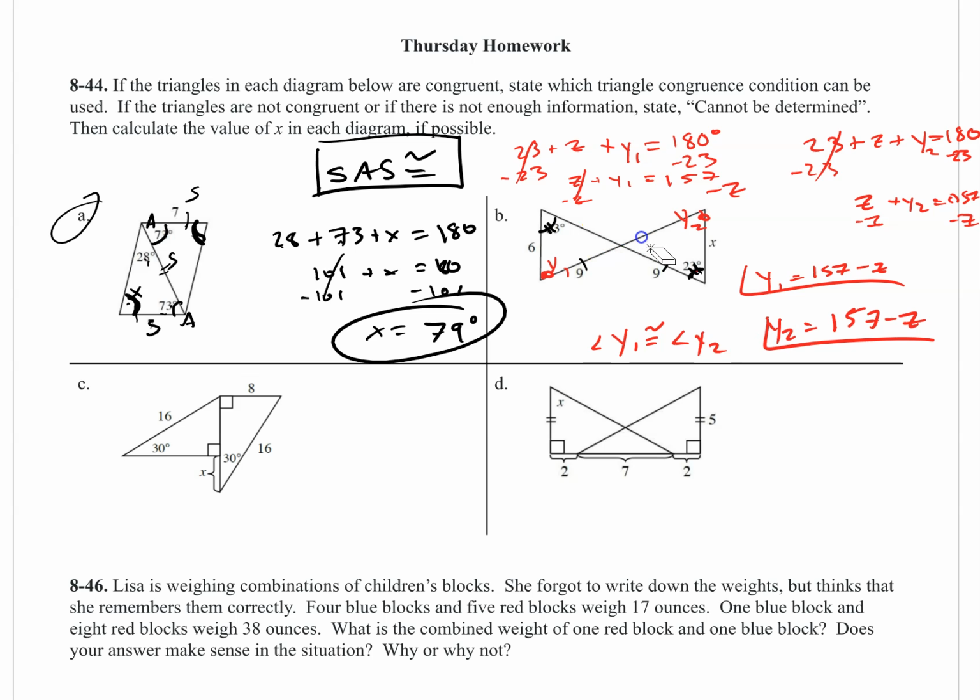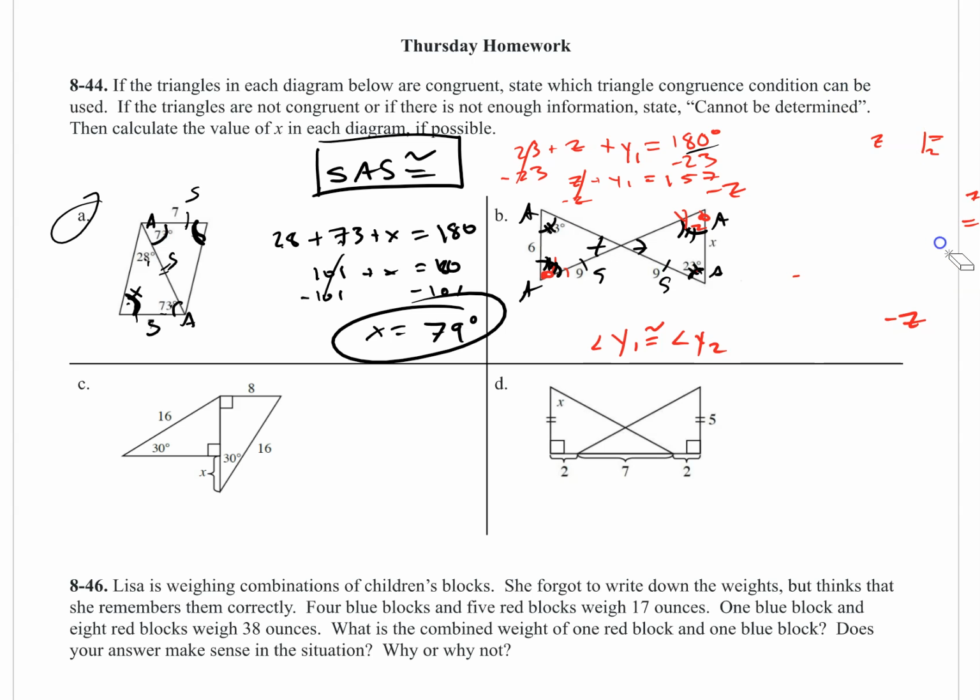Alright, so what does that tell us? Well, let's clean this up a little bit. That means that these 2 angles are going to be congruent. If you know 2 angles in a triangle, you can find the third angle because it adds to 180. And then that means we could use AAS. Alright, so this one was pretty tricky. Congruence condition is AAS, which means that X is 6.